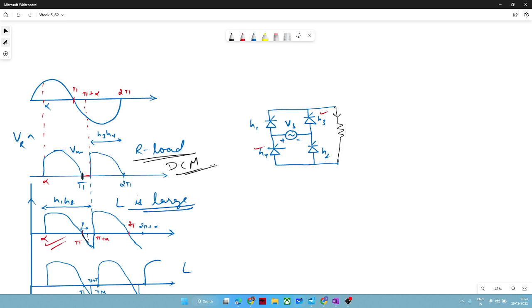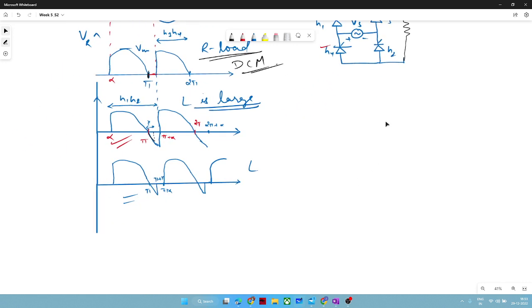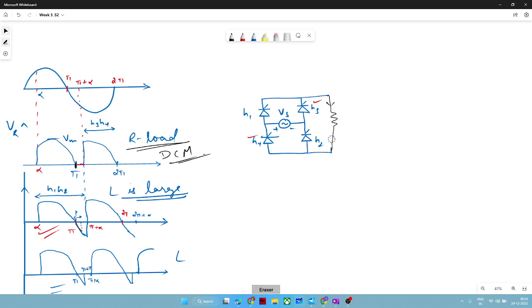Yes, sir. Is it fine, Saurabh? Yeah. Okay. So now, when I replace this load with RE load, okay. So we were saying that this load will conduct the current I naught when H1 and H2 are in forward conducting mode.